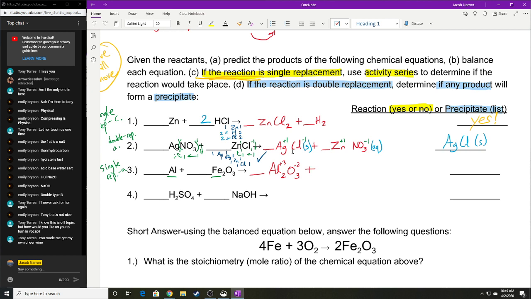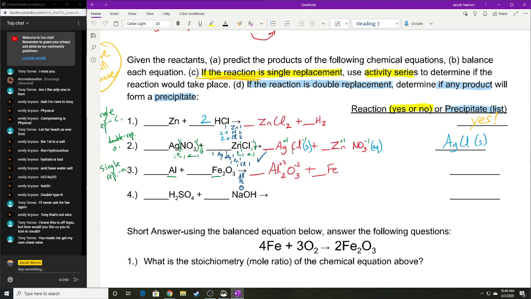Next, we're just going to have iron all by itself. Poor, lonely iron. Iron's over there because it's not bonded. It just got replaced by aluminum. Let's go ahead and balance this real quick. I think I can fit it in. So Al, Fe, and O.